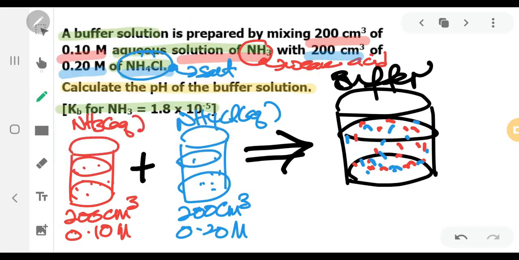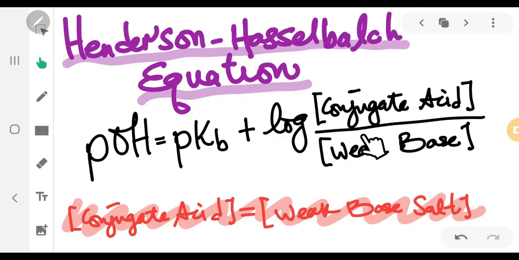So what is the volume of the buffer now? The volume of the buffer will be 200 plus 200, so your buffer will have 400 centimeter cubic of volume. It's very important for you to know the exact volume of the buffer, because we need to find the molarity of your weak base and also the molarity of your conjugate acid or the salts inside your buffer in order for us to use the Henderson-Hasselbalch equation.